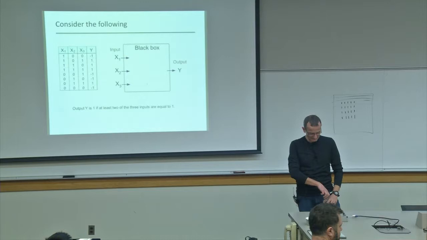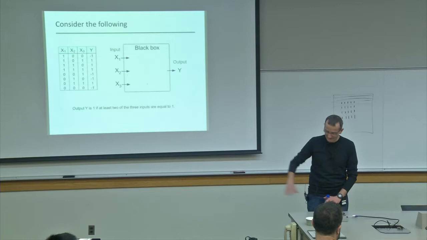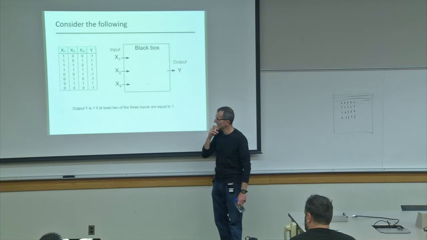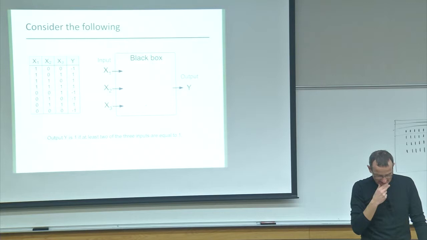Let's go with the whole linear perceptron idea, because we need to use it. I have a bunch of records, and each row represents a record. I have some sort of black box: I feed in the variables and get out of the black box the output, which is the class. I would like my output to satisfy this: y should be 1 if at least 2 out of the 3 inputs are 1, otherwise y should be minus 1.